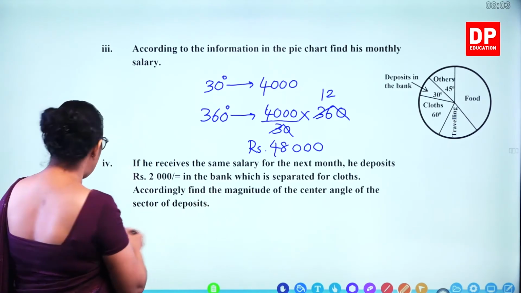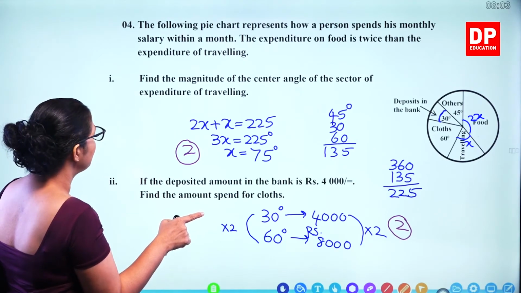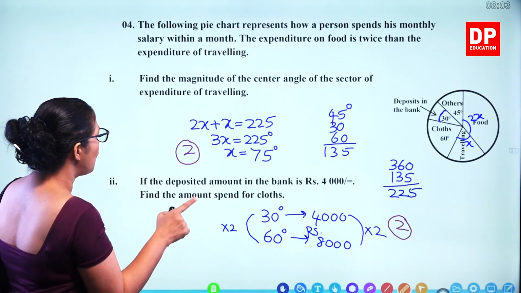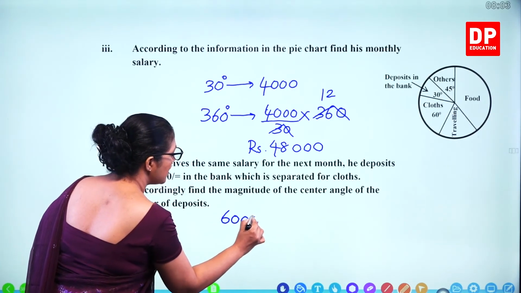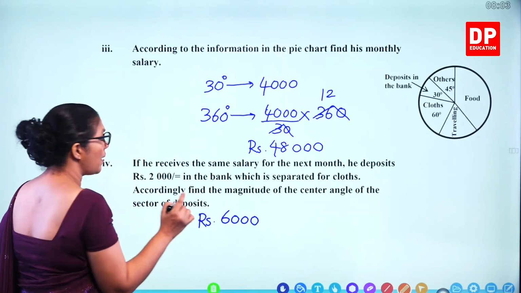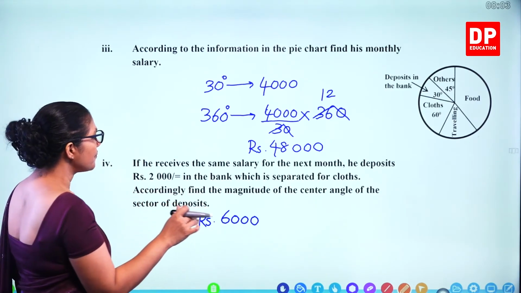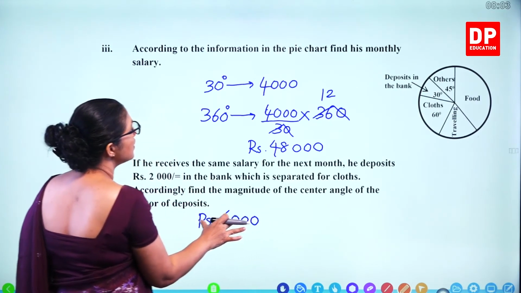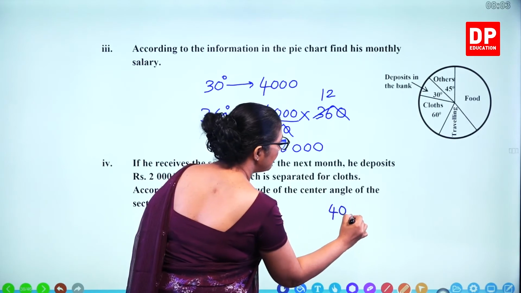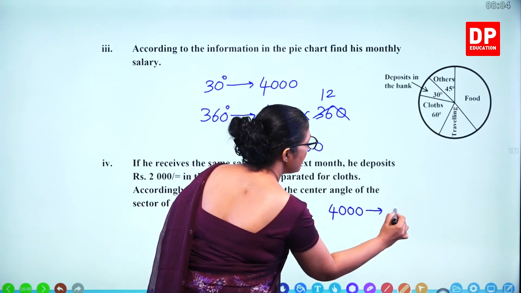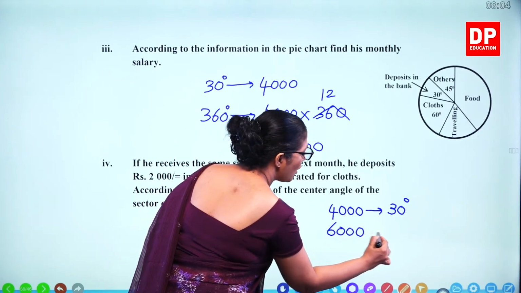So 2,000 and earlier deposited money, that's 4,000. So altogether now 6,000 rupees. 4,000 plus 2,000. Now we need to find out the new angle. 6,000. But we know 4,000 means 30 degree angle. So now 6,000, we need to find out the angle.